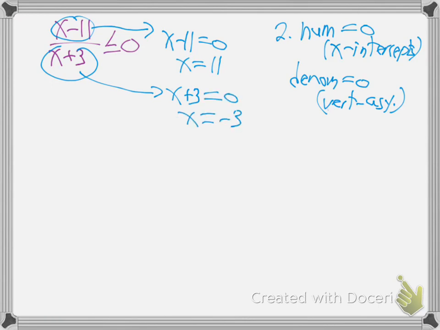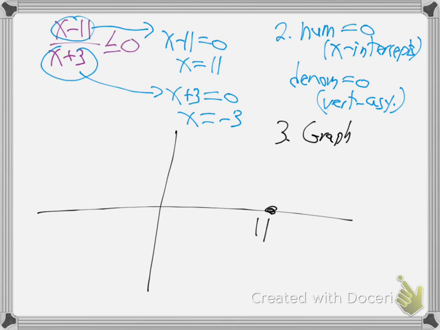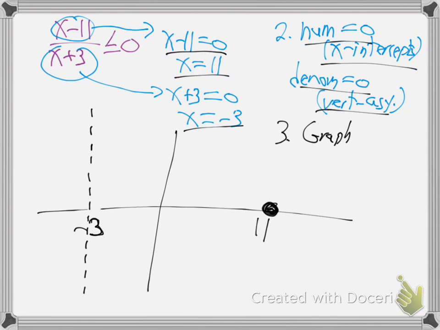Okay, and then step 3, we go to the graph. So I'm going to go to the graph now, and I'm going to put over here at 11 and at minus 3. Those are the two. Oh, and actually minus 3 came out of the denominator, so it's a vertical asymptote, not a dot. So I'll put a vertical asymptote at minus 3, and it's an x-intercept where the numerator was 0 at 11.